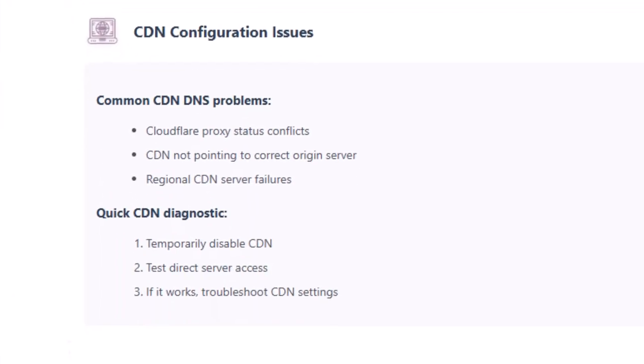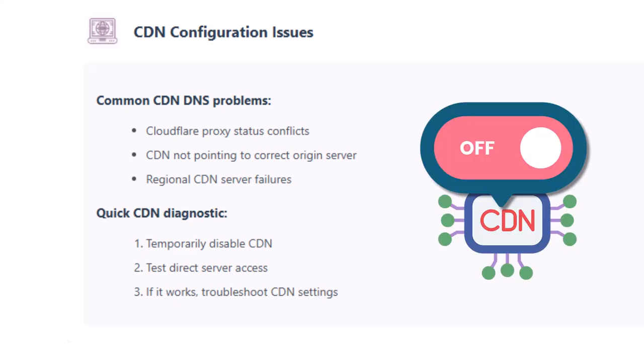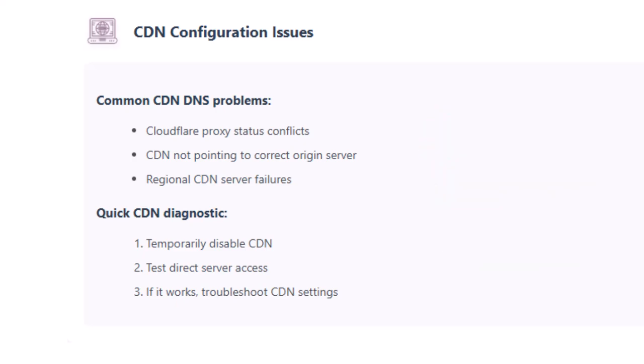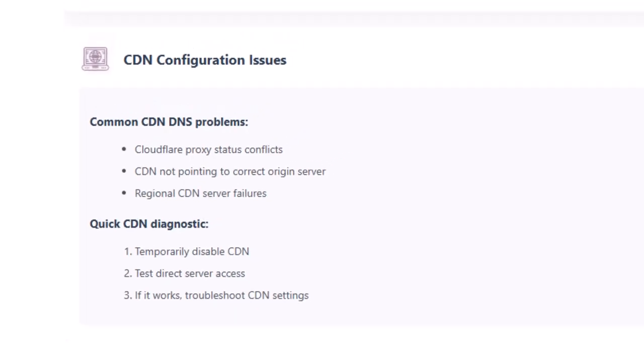CDN issues are another WordPress killer. Common problems: Cloudflare proxy conflicts, CDN pointing to the wrong server, or regional CDN failures. Quick test. Temporarily disable your CDN, then test direct server access. If the site works without the CDN, your problem is CDN configuration, not DNS. Re-enable it and fix the CDN settings.